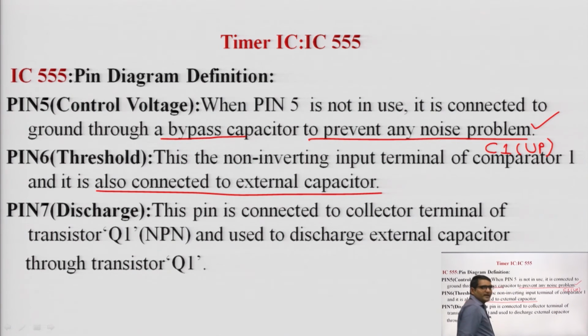In the application part of the IC 555 timer, pin number 6, pin number 7 or pin number 2 are connected to the outside environment, for example an external capacitor, resistor or a trigger input. Here we discuss that it is generally connected to an external capacitor, and the charging value of the external capacitor gives the threshold voltage for comparator C1, the upper comparator.